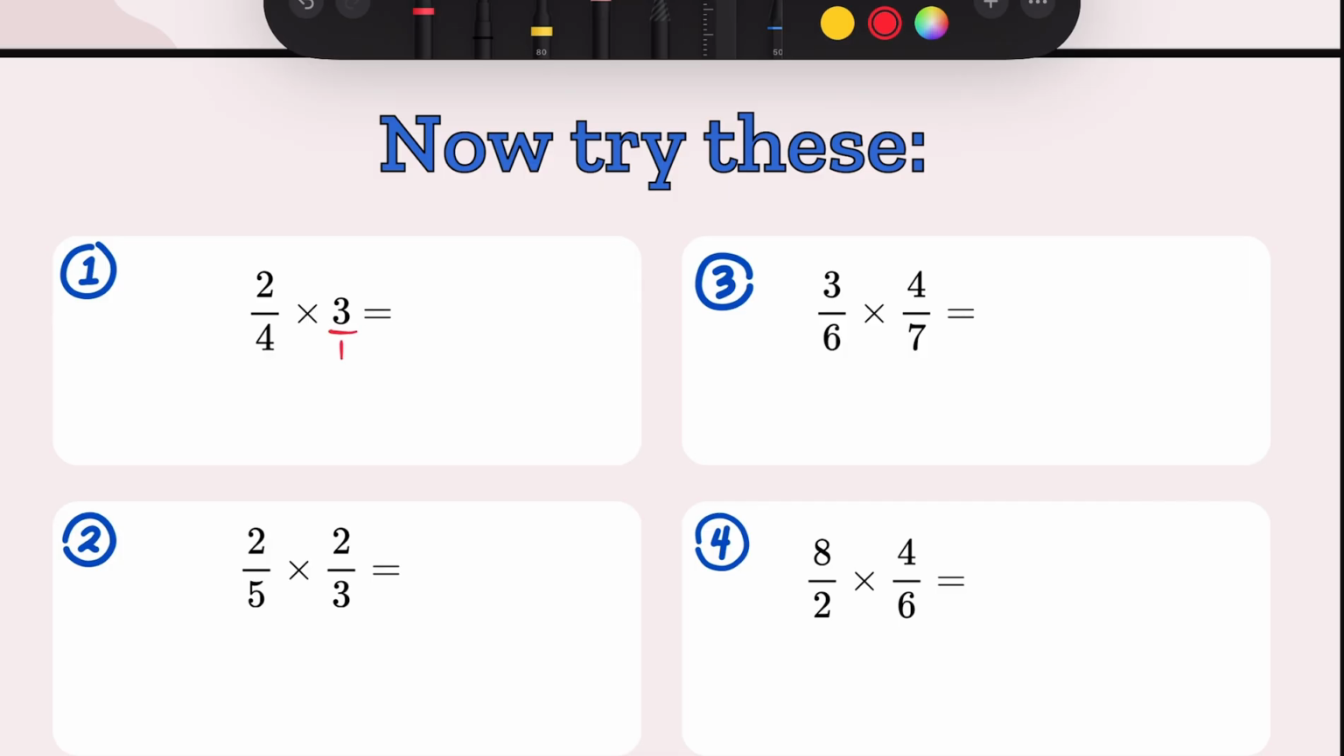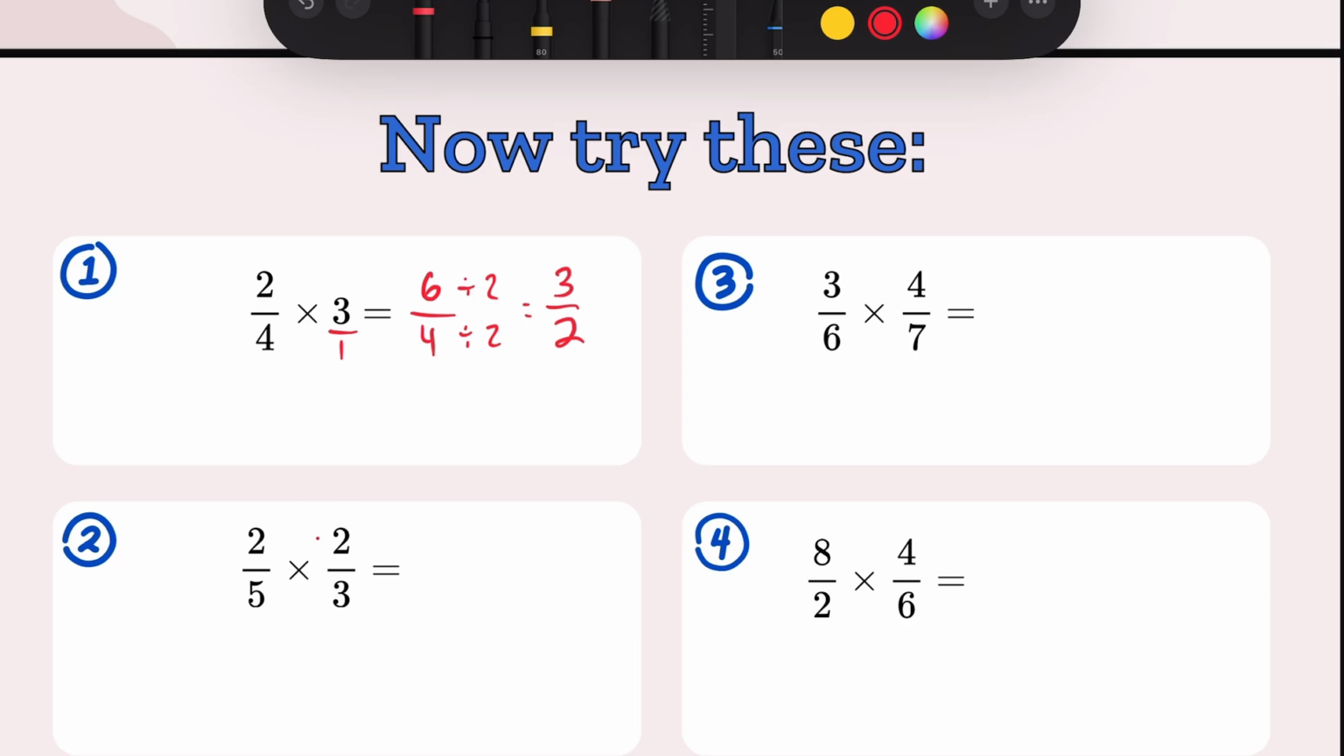So we just put that 1 underneath because 3 over 1 could always just simplify to 3. But to make it easier for us to multiply, we just add that 1 underneath. So 2 times 3 is 6, and 4 times 1 is 4. And I could simplify by dividing both by 2, and I get 3 over 2. And that is my final answer.